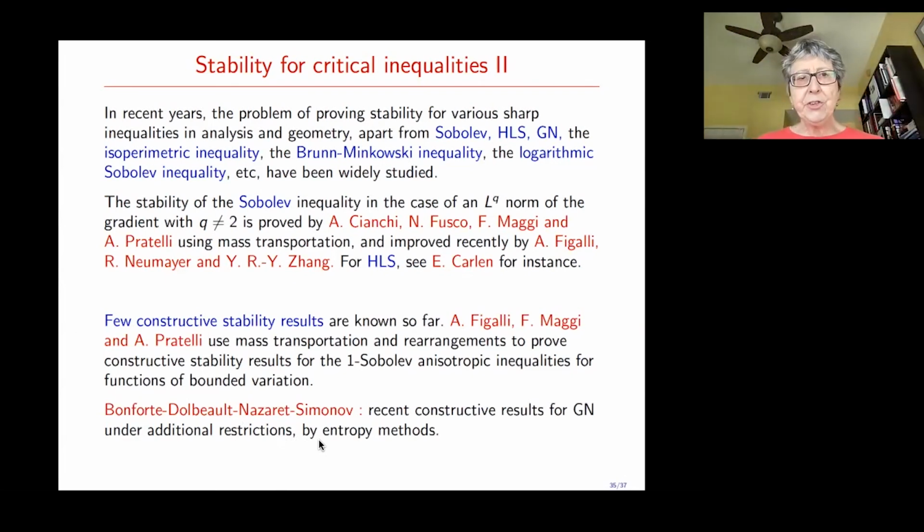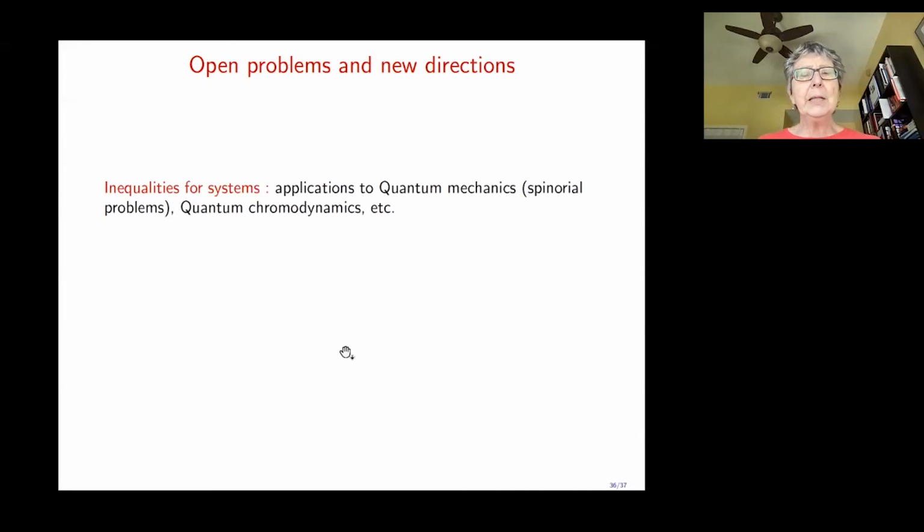And so let me just finish now with my last slide about open problems. Some of them I already spoke about. So I think that in this area, the new directions, the open problems, if people are interested to work in this area, first is inequalities for systems and inequalities for vector valued functions. That is interesting for applications, quantum mechanics, quantum chromodynamics, other areas of physics. So for applications, looking at inequalities in vector spaces with vector valued functions is practically a totally open area and very important for applications.